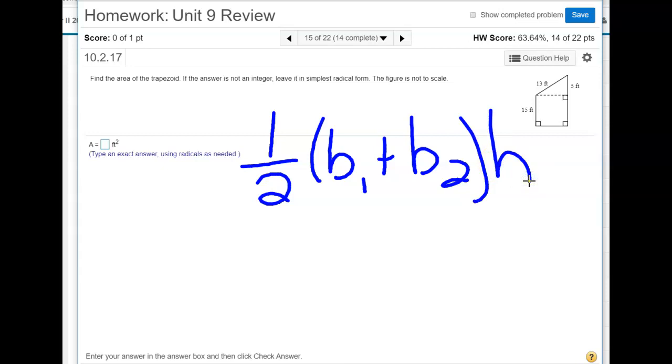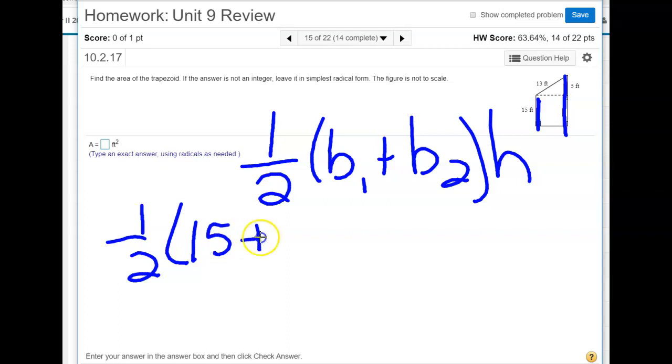And really, I'm going to turn it sideways, and I'm going to show you, so 15 is one of my bases, and then I have to go find that second base, which would be 15 plus 5. We've got 1/2, one of our bases with 15, the other one would be 20, and then I don't know that height. That height is right there, so I'm going to have to go use Pythagorean's theorem to find it.